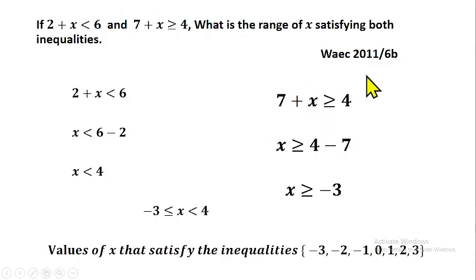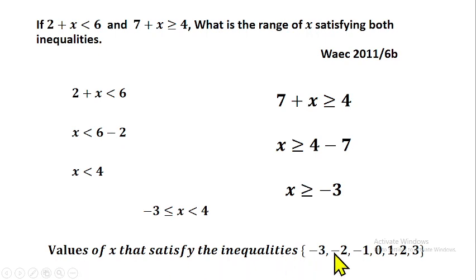Now this is also WAEC 2011 question number 6B. You are given that 2 plus s is less than 6 and 7 plus s is greater than or equals to 4, what is the range of s satisfying both inequalities? So you are given two different inequalities. So that means you have to solve them, then combine your answer to a single inequality.